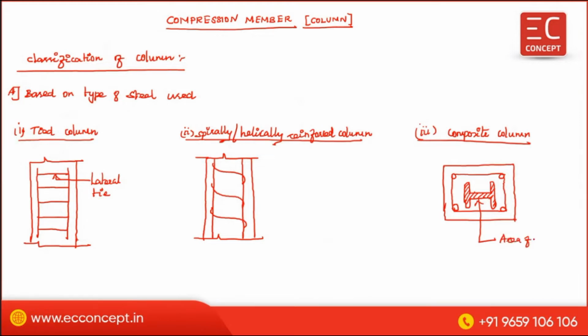The area of composite material should not be greater than 20% of AG. This is a question for your state government or central government examinations like SSC JE, IES. They will ask you what the area of composite is. The area of composite should not be greater than 20%. Now this is the classification based on type of steel used.